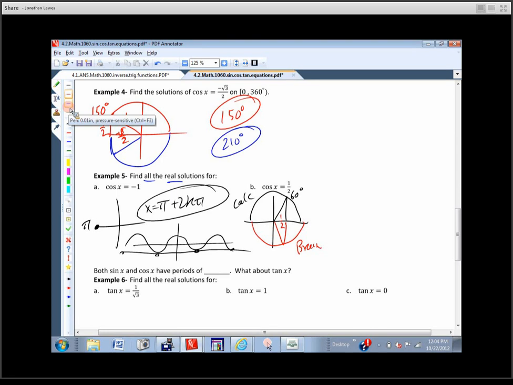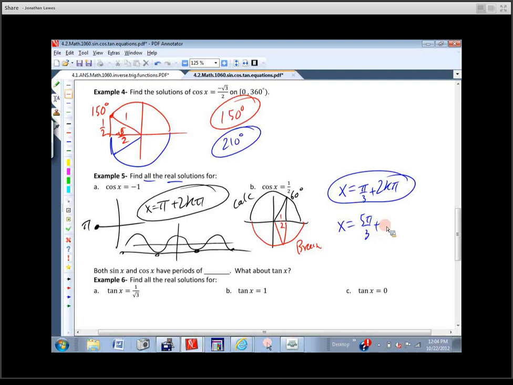Okay, how many answer sets? 1 or 2? 2 answer sets. The first one is x equals pi thirds, I heard it, plus 2k pi. It repeats every 2 pi units. And the one down here would be x equals 5 pi thirds, right? Because this would be 300 degrees, which is 5 pi thirds. And how often does it repeat? 2k pi. So there are the answers.